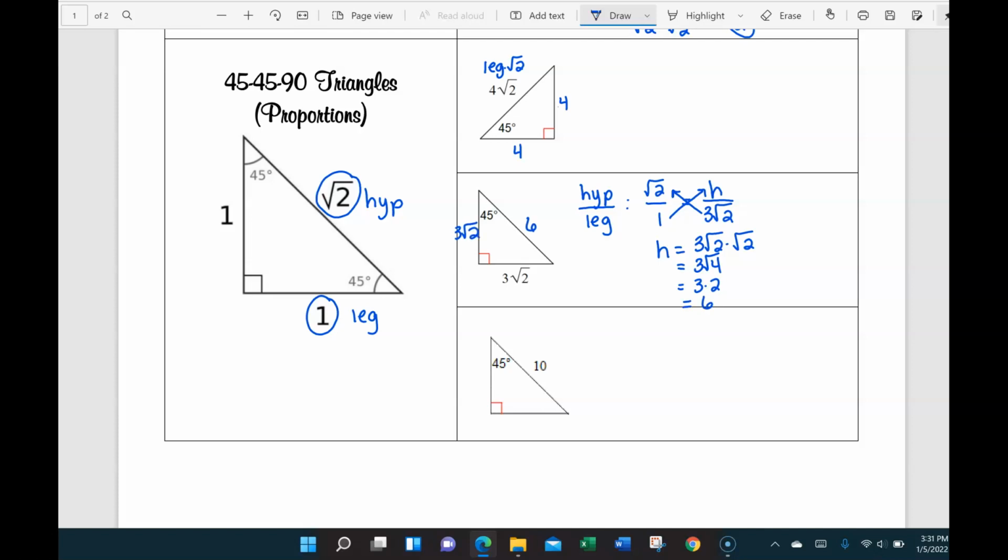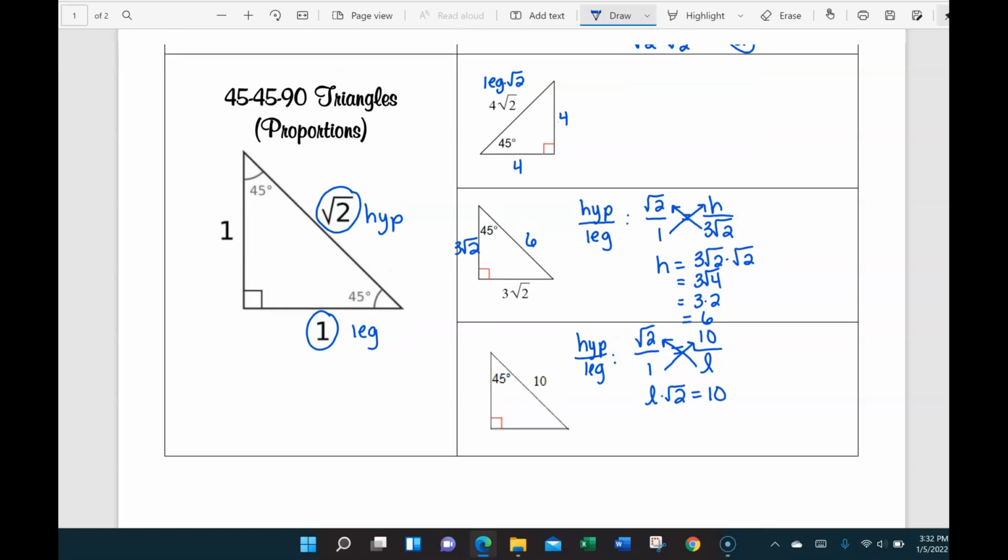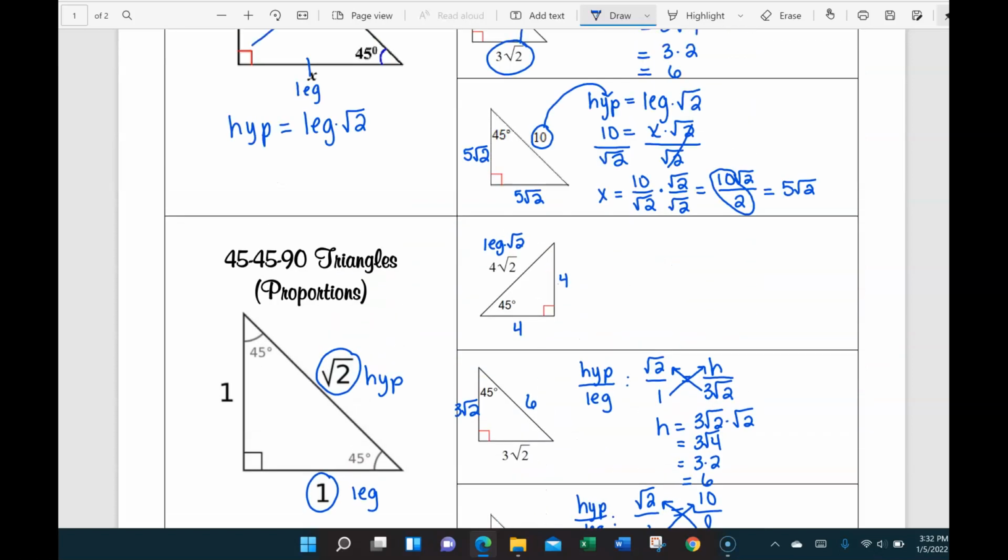And in the last example where I'm given the hypotenuse, once again, I can use the ratio of comparing the hypotenuse to the leg. And so in my basic triangle, that would be square root 2 over 1. And that's going to be equal to, now in this case, since I have the hypotenuse, I'm going to put the 10 in the numerator. And then I'm solving for a leg. So I'll put L, or if you want to use X, you can put an X there. So when I cross multiply, I get L times the square root of 2 is equal to 10. And once again, if you look at this equation, it's the same equation that we ended up with using the other method.